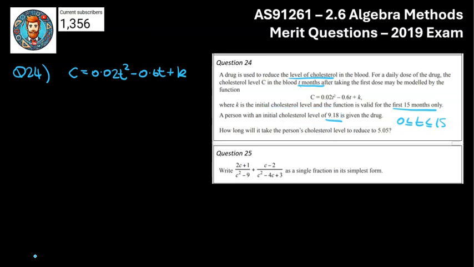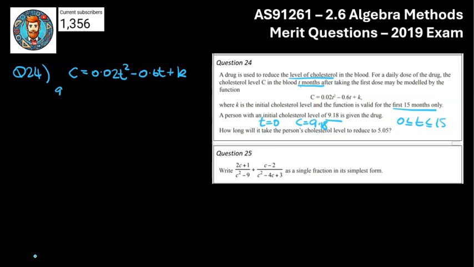So at that point, initial tells us that time is going to be equal to 0. Zero time has passed, and our cholesterol level at that point in time, C, was equal to 9.18. So what I'm going to do is substitute both of these into this equation. That means K will be the only letter left, and I can go ahead and solve for K. So let's substitute them both in.